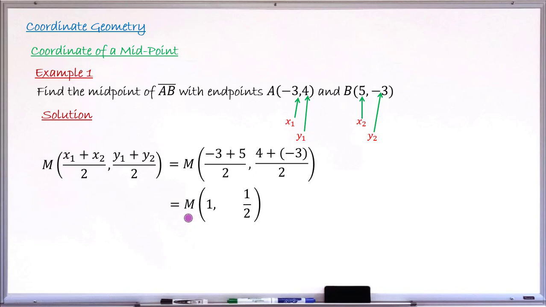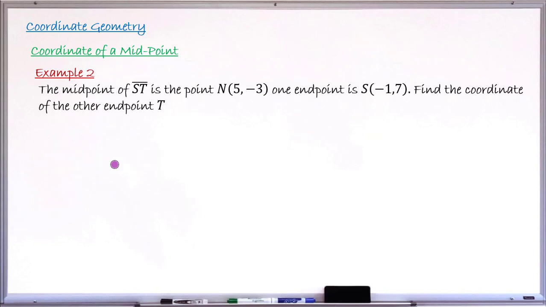Let's just take one more example. Example number 2 says the midpoint of line ST is the point N, and that point N has coordinate 5 comma minus 3. And one of the endpoints of that line ST, which is the point S, is at the coordinate minus 1 comma 7. So the question asked here is to find the coordinate of the other endpoint T.